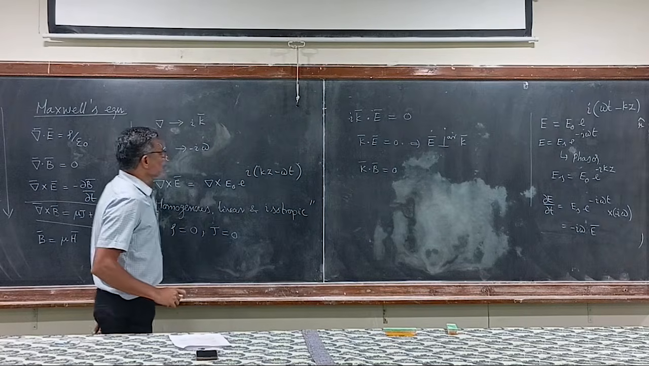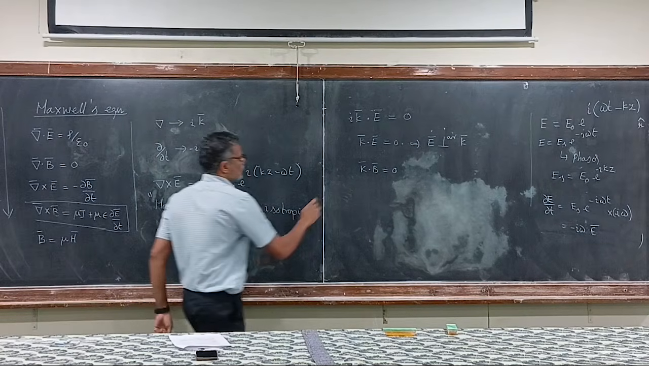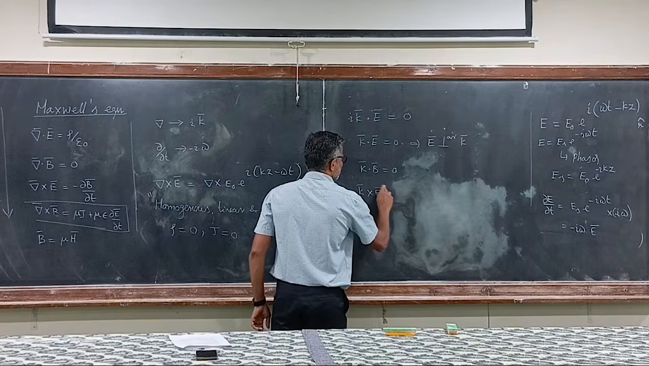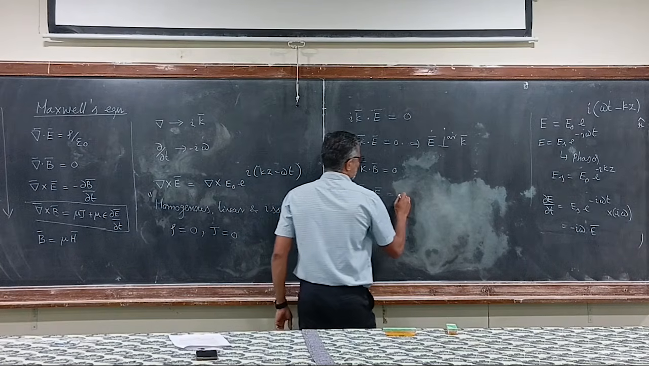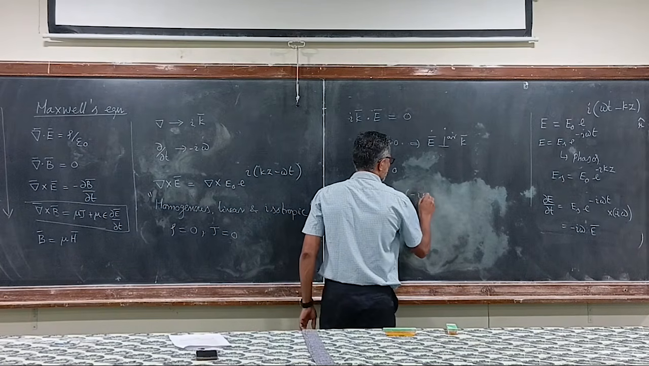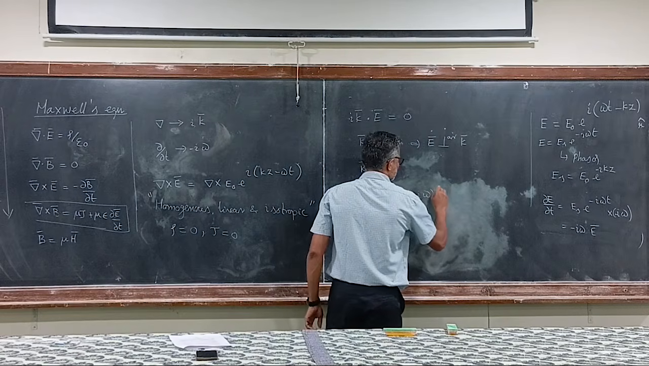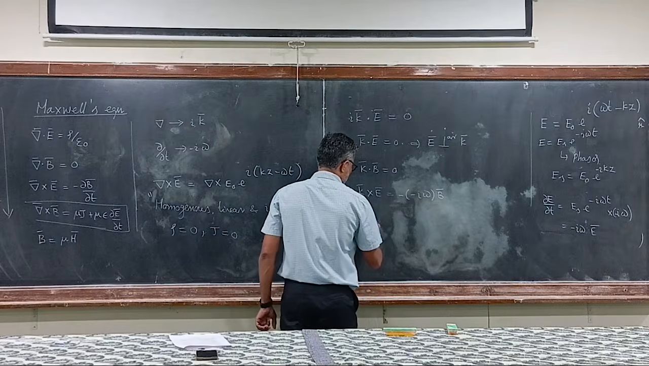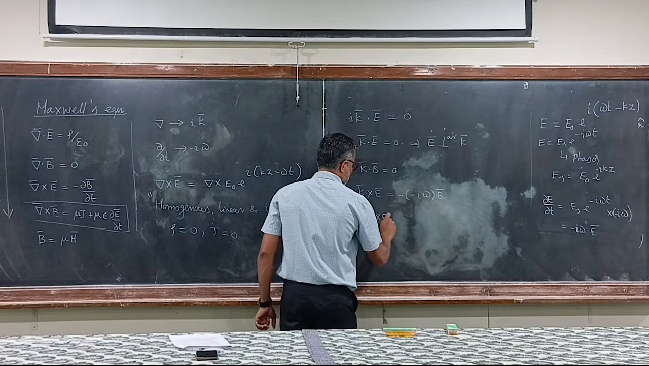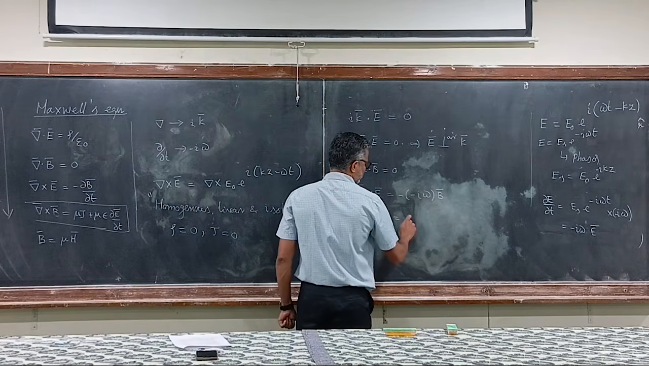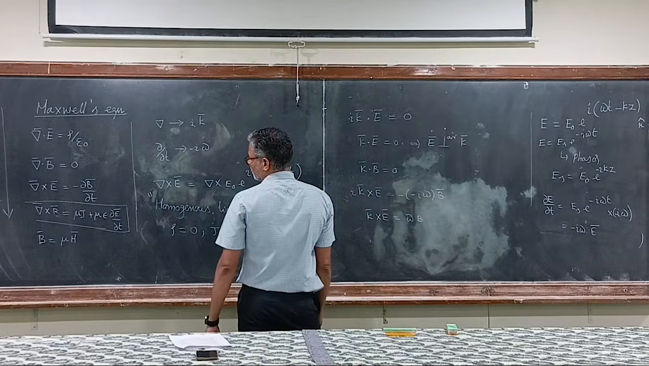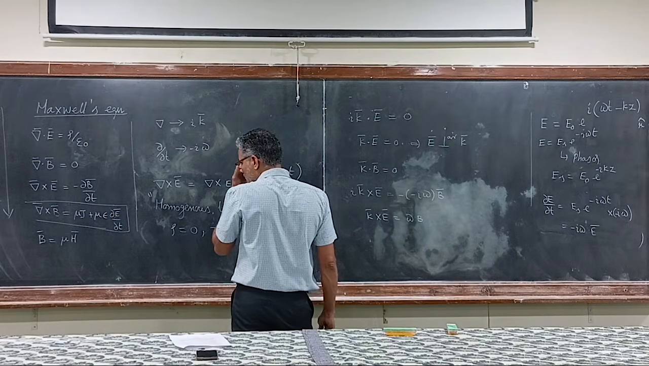And the third one, curl of E. That means i times k vector cross E vector will be equal to minus of minus i omega times B. So basically minus of minus is plus. So we have k vector cross E vector will be equal to omega times B, minus dB by dt.